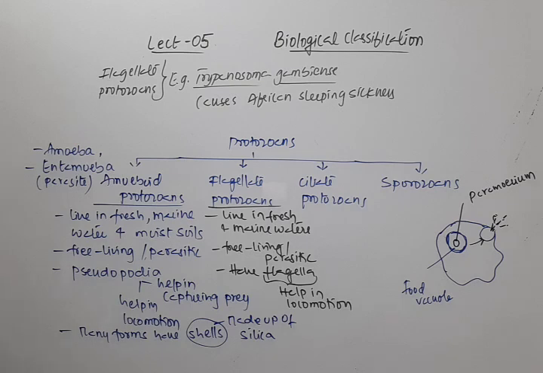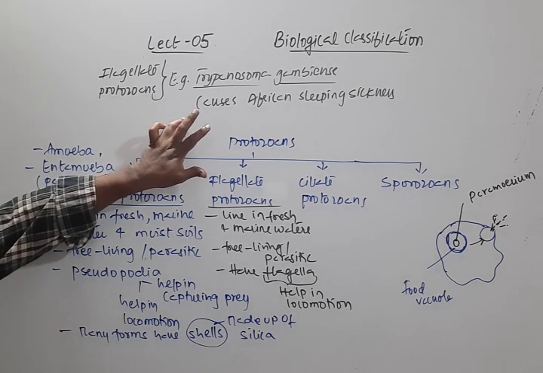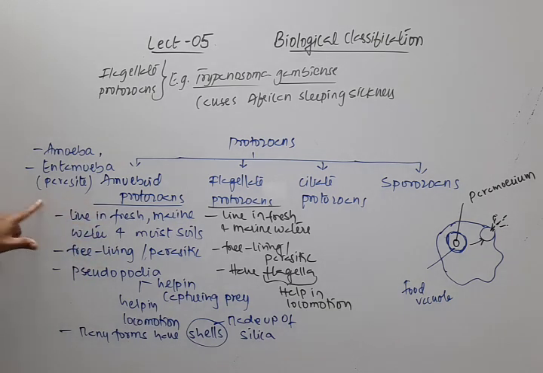And here we need not know about the life cycle of this Trypanosoma gambiense, how it all takes place. Later in human health and diseases also we will not discuss this Trypanosoma gambiense. We will discuss only entamoeba. And then under the sporozoans, the malarial parasite also we'll discuss under human health and diseases. So this is about flagellate protozoans.